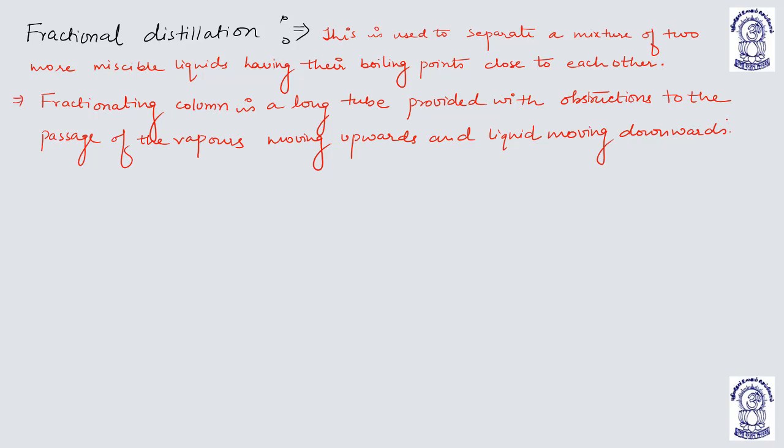Vapors move upwards, and the heat released in the form of latent heat of vaporization helps the second liquid to get vaporized. Like, when one liquid is getting vaporized, it releases heat in the form of latent heat of vaporization. This released latent heat helps to increase the temperature of the liquid just beneath, the second or third liquid. The liquid moves downwards, and the vapors come upwards.